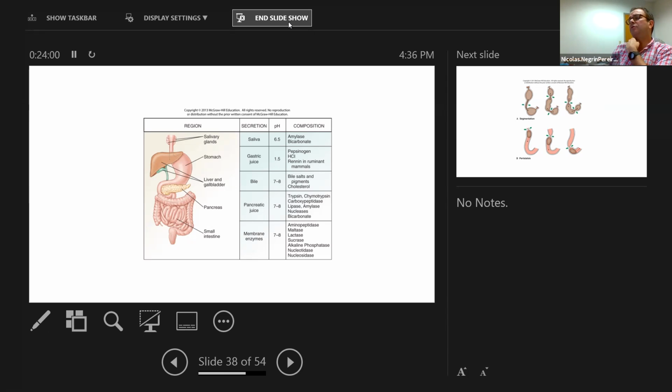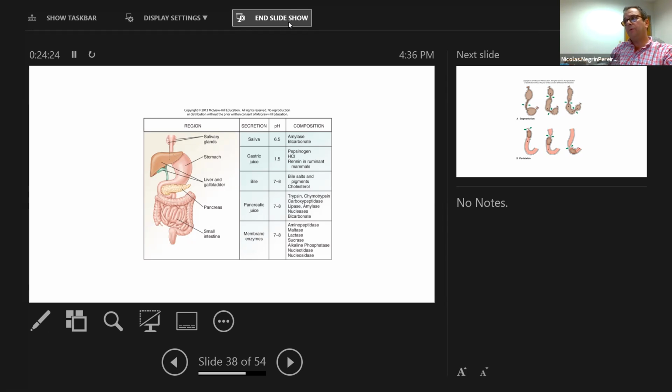So normally in the gastric juice, we will find pepsinogen, chlorhydric acid, and renin in ruminants and mammals. Renin is an enzyme that is very important for lactating mammals because it's the enzyme that coagulates or clots the protein casein contained in milk. So that's very important for milk digestion in the young animal.